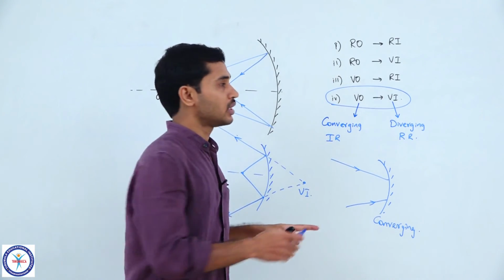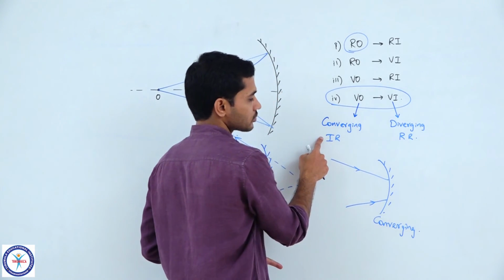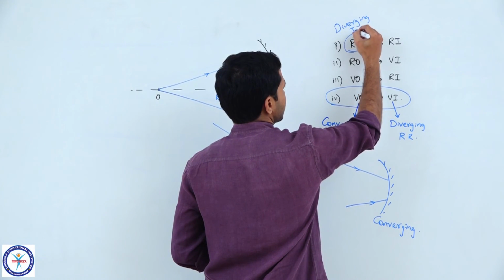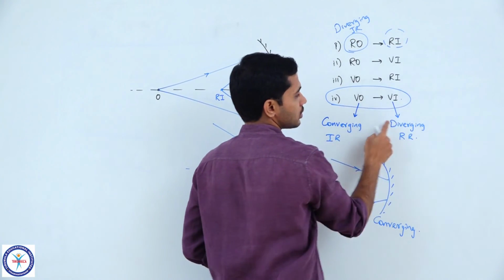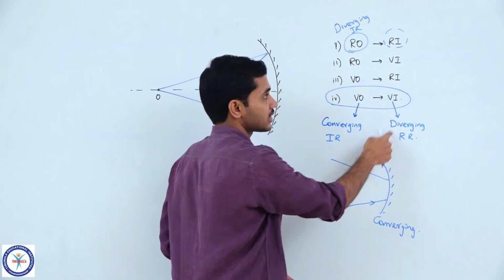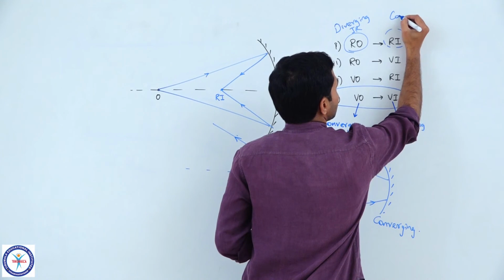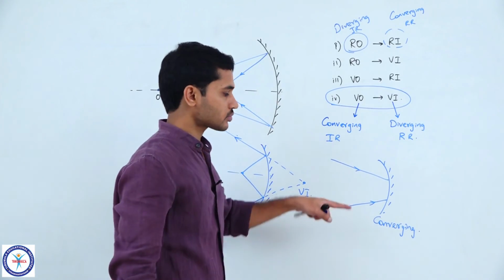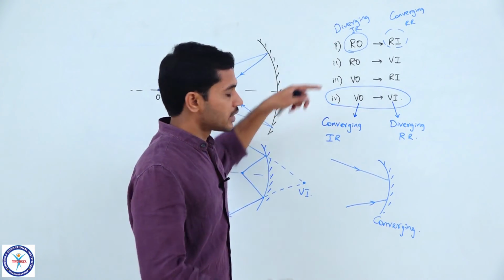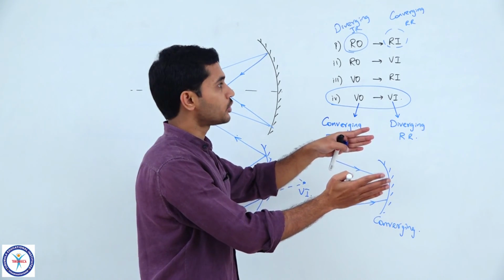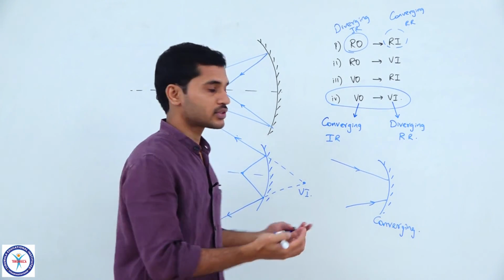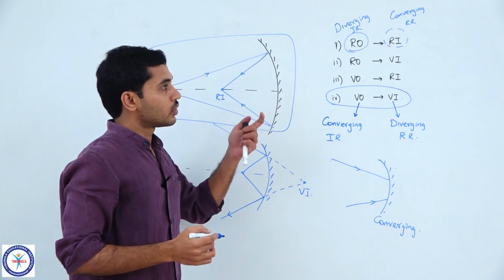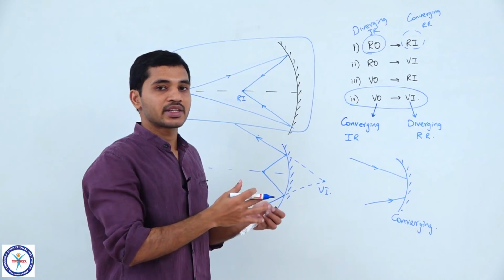All the other cases are possible. So, what does a real object mean? Real object means diverging incident rays. Virtual image means diverging reflected rays, real image means converging reflected rays. Now think, can a concave mirror make a diverging incident beam into a converging reflected beam? Yes, that is the diagram which I have drawn here. Correct? So, that is the basic idea. That is how you should understand the nature of a particular mirror.